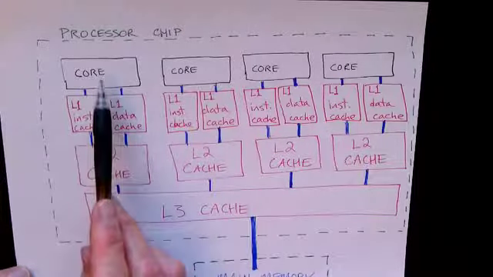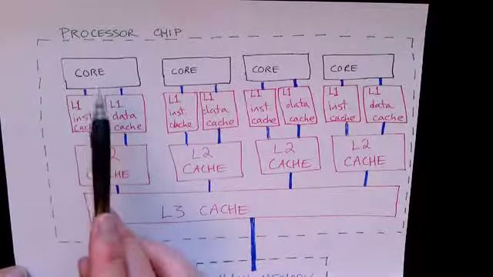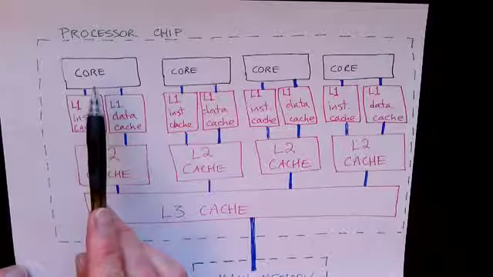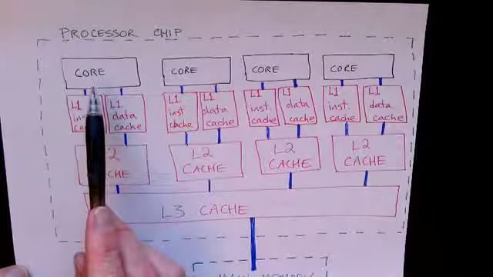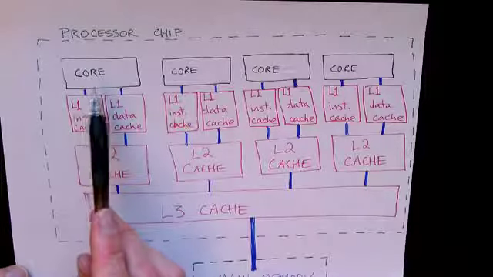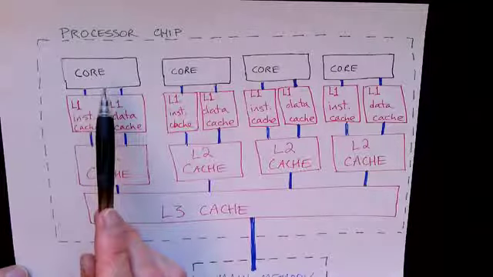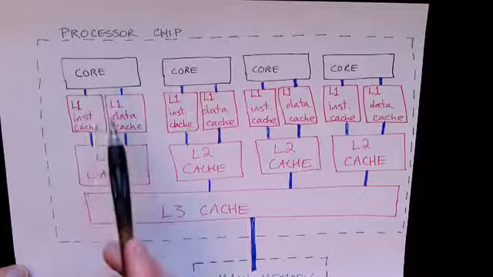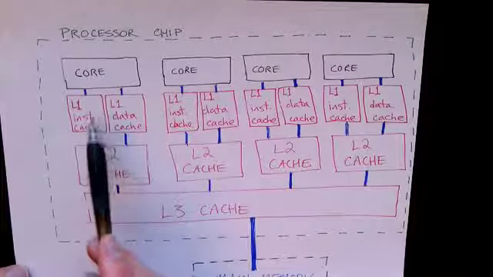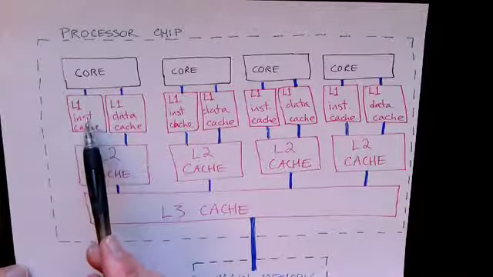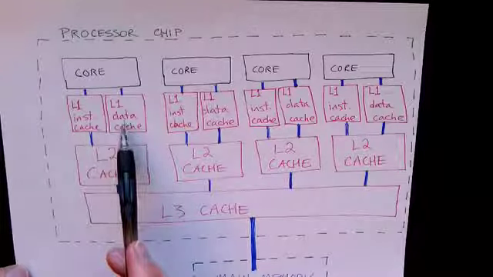When a CPU core wants to fetch data, it is either fetching instructions that it intends to execute in the near future, or it's fetching data that it intends to operate on. And so the instruction stream is a little bit different than the stream of data.